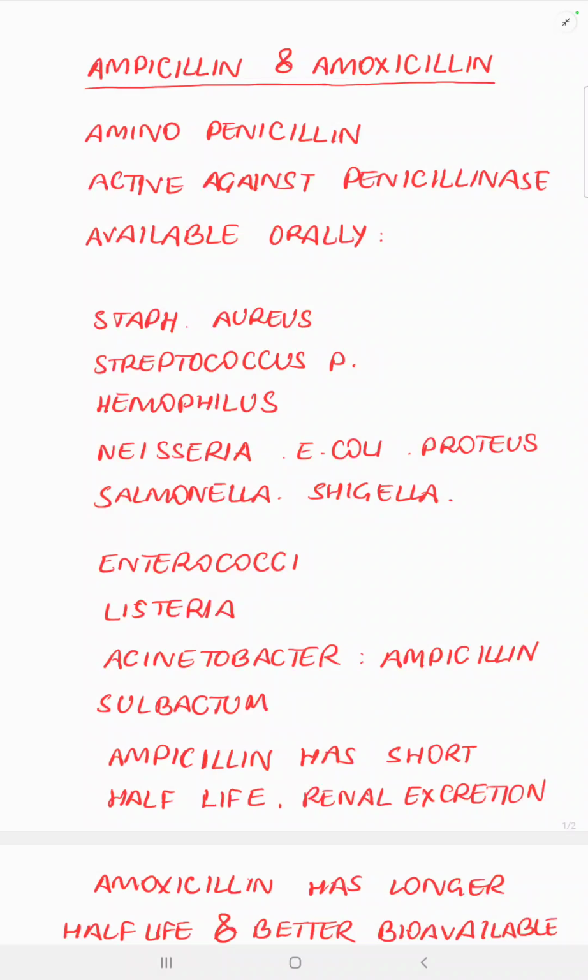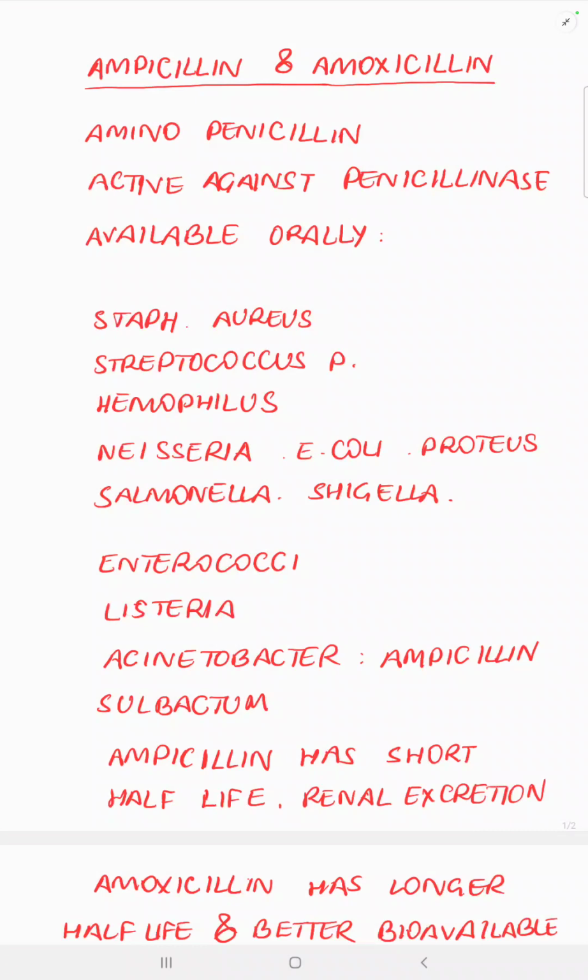Ampicillin and amoxicillin are examples of this. They are aminopenicillins. They are active against many of the penicillinases, and more importantly, they are available orally. They were the first group of penicillin antibiotics to be available orally. At that point of time, ampicillin and amoxicillin restored the sensitivity of penicillin to Staphylococcus aureus.